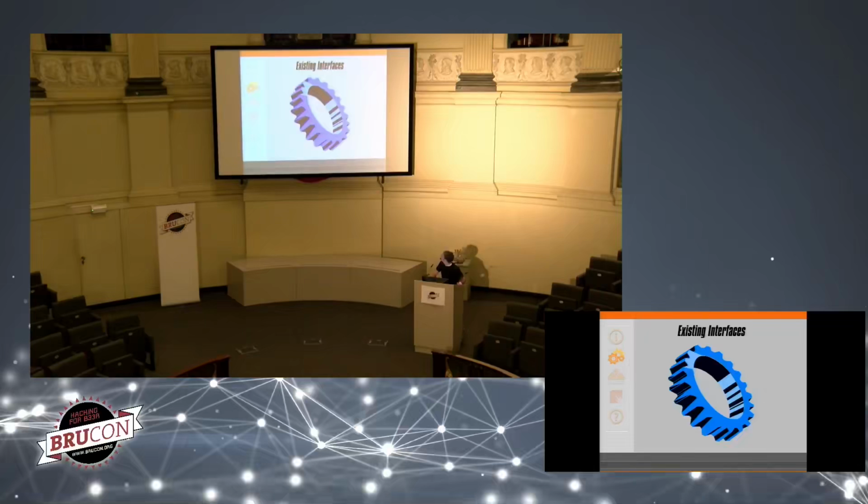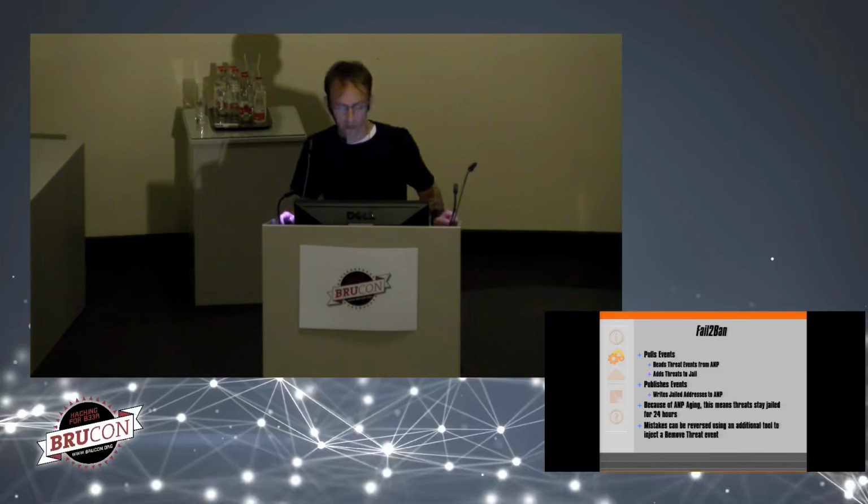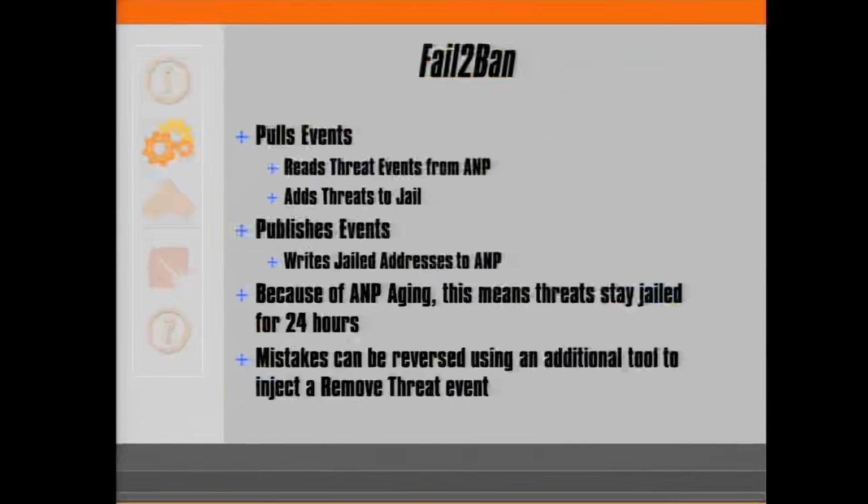Okay. Existing interfaces, right? We already have interfaces for this. We're actually using this already. We have a fail-to-ban interface. It pulls events, reads threat events from ANP, adds threats to the jail. It will then publish events by writing jail addresses to ANP. Because of ANP aging, this means that threats stay jailed for 24 hours as opposed to typical, I think it's like 5 minutes originally. We use it about 1 hour.